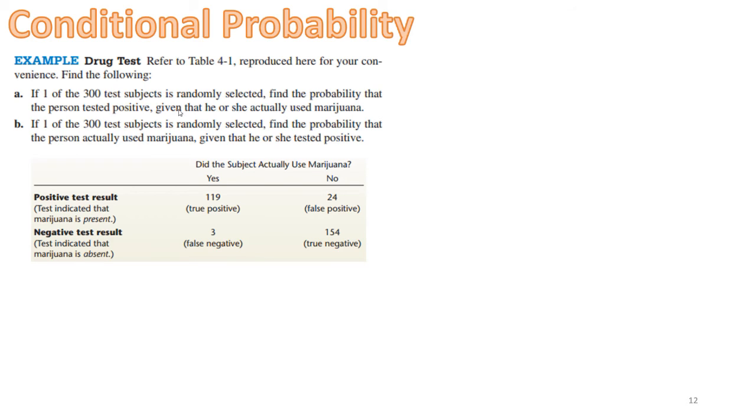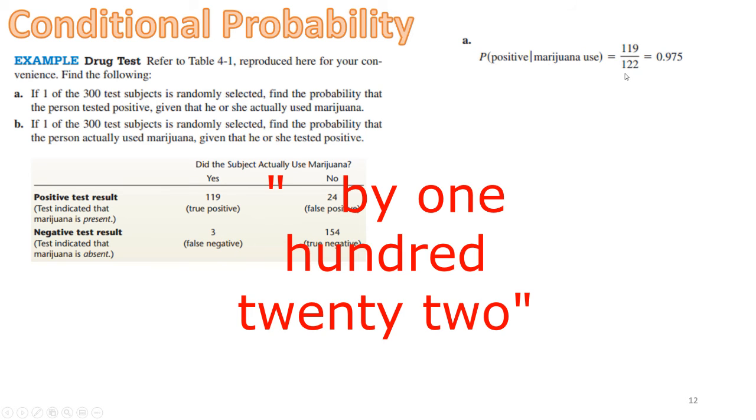But now we have this little phrase here, given that he or she actually used marijuana, which means that we can't divide by the entire 300 because we are only focused on those who used the marijuana, and that's 122. So then, of those who actually used marijuana, how many got a positive test result? 119. So that's what we have here. The probability of testing positive given that you used marijuana is 119 divided by 122.